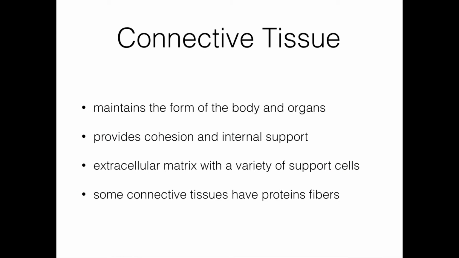We also have connective tissue. These tissues maintain the form of the body and organs, as well as provide cohesion and internal support. Most connective tissues have an extracellular matrix with a variety of support cells. Some of these connective tissues also have protein fibers.